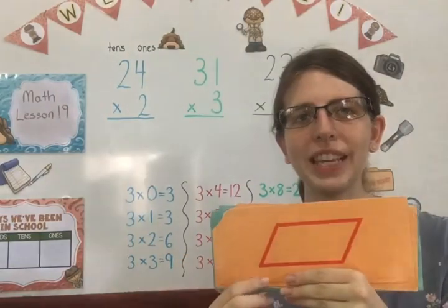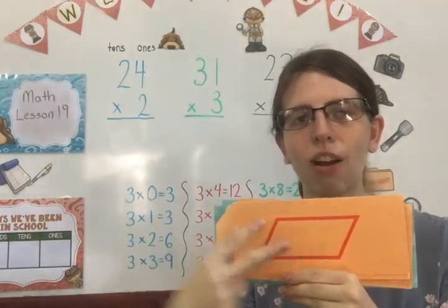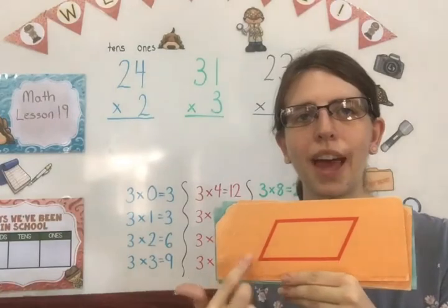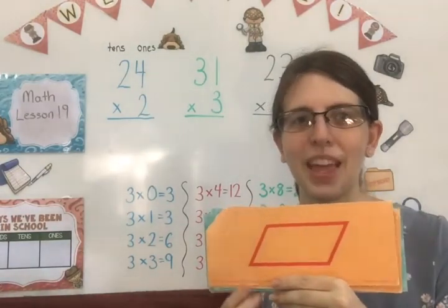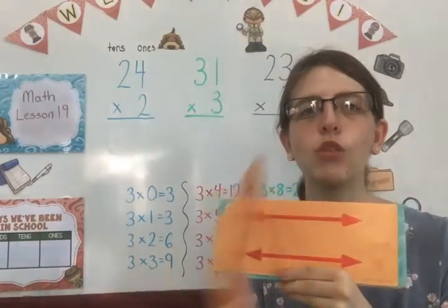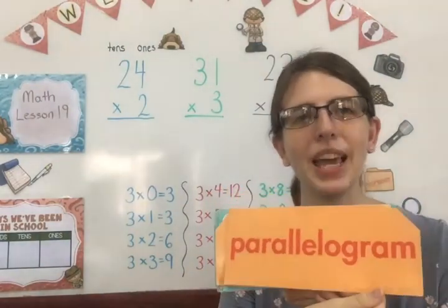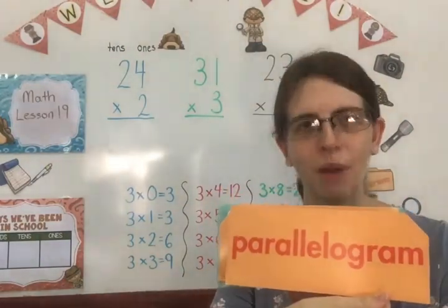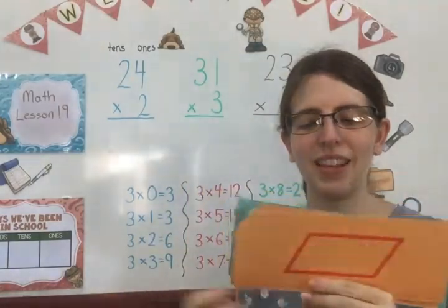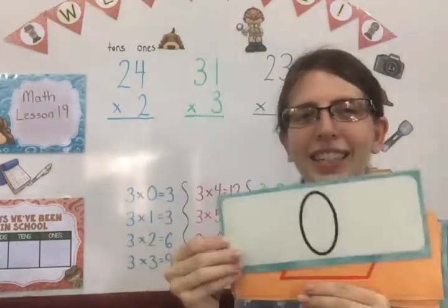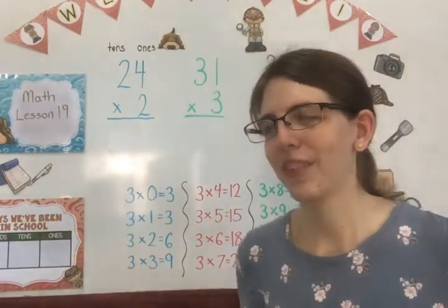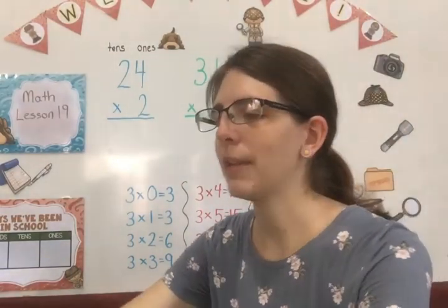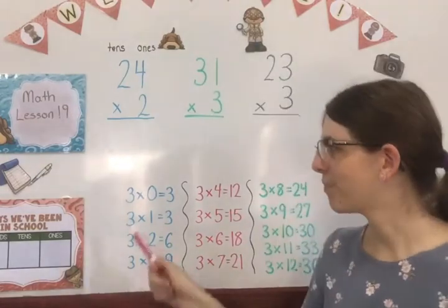How about one of these? Its sides are parallel, but they don't have right angles. That's a parallelogram. Say that with me. Parallelogram. And our last one for now. Oval. Very good.